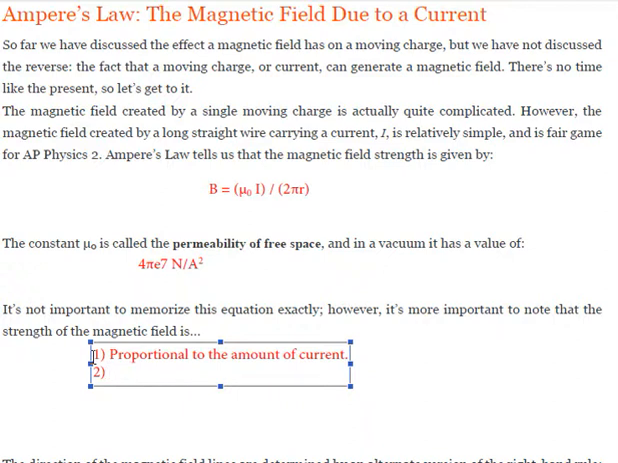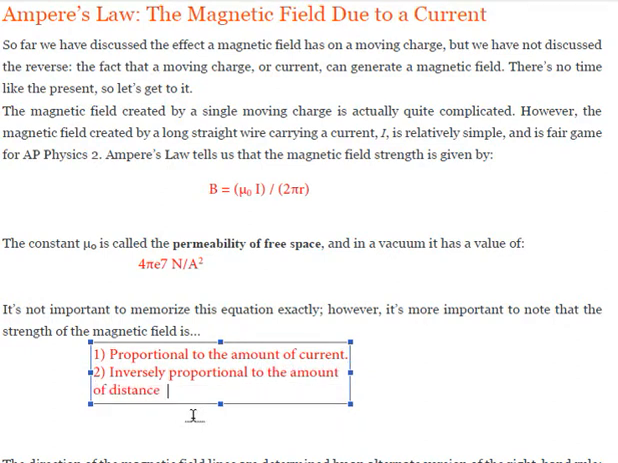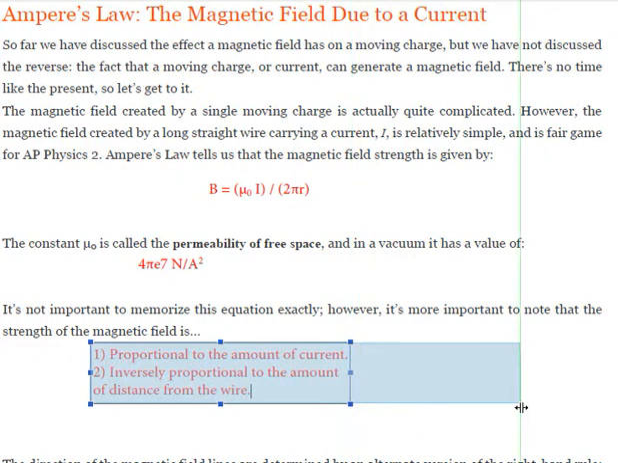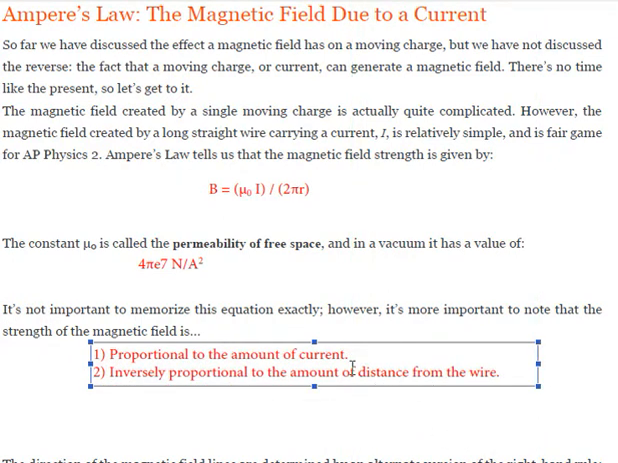it'll get weaker the farther away you get. So inversely proportional to the amount of distance from the wire. So it seems pretty common sense, right? More current, higher magnetic field. You get really, really far away, it should be a pretty weak magnetic field.